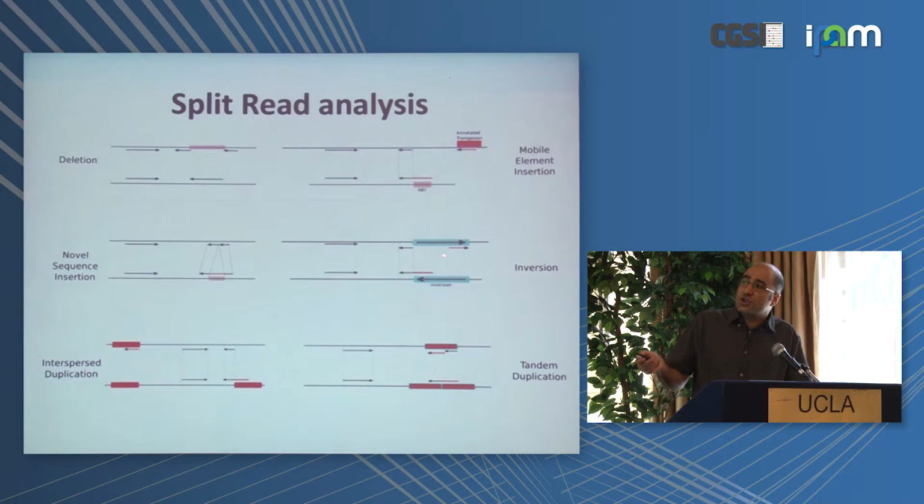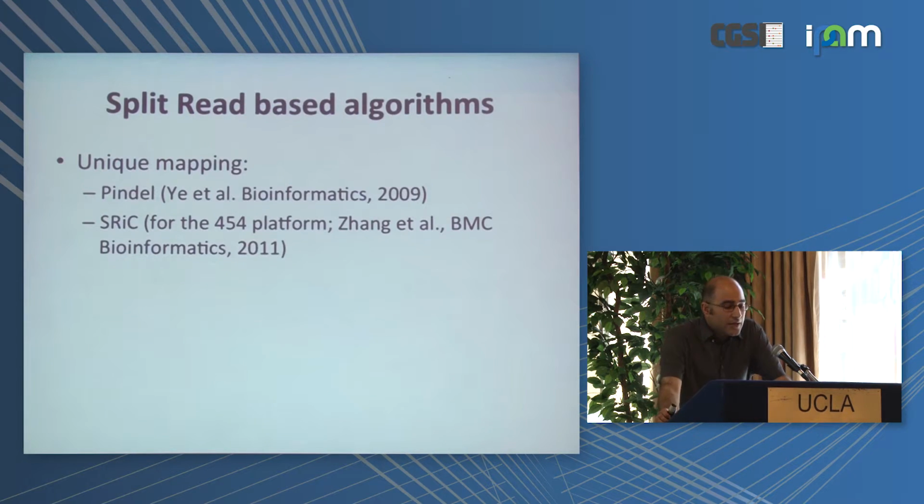If it's an inversion, you will see a very interesting signature: one end maps perfectly, the other end breaks; one end maps in the correct orientation, the other one changes orientation, and so on. At the beginning, it took some time for the methods to start using split read, mainly because the read length was quite small, for instance 36 base pair, and thinking about breaking 36 base pair was quite hard.